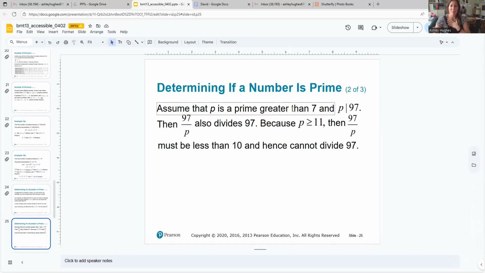Suppose p is a prime number greater than 7. Then p divides 97. And 97 divided by p also divides 97, because p is greater than or equal to 11. Then 97 divided by p must be less than 10, and hence cannot divide 97.